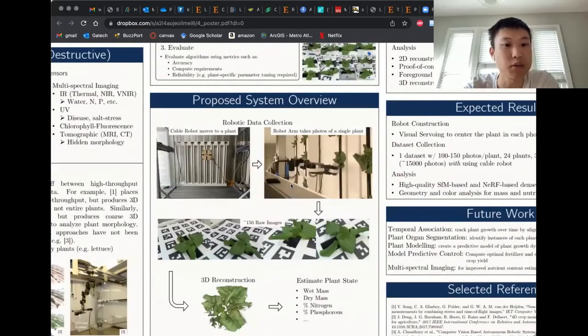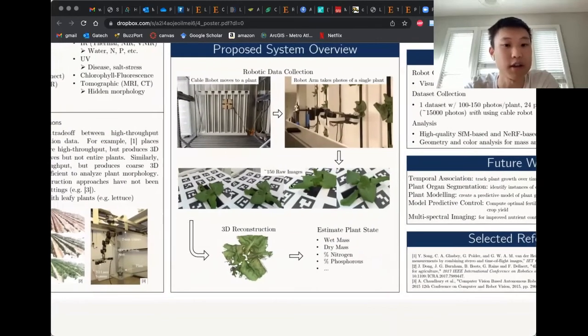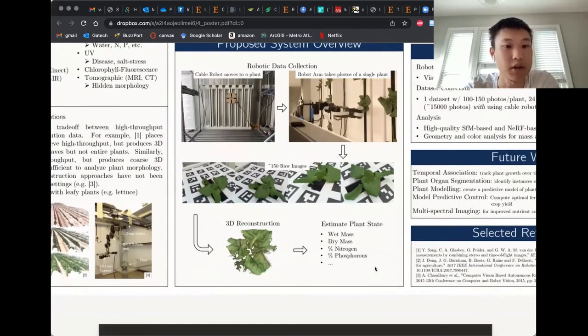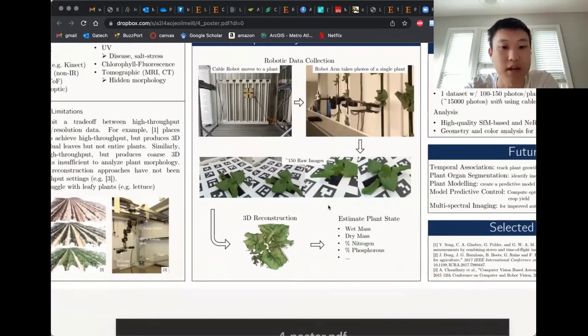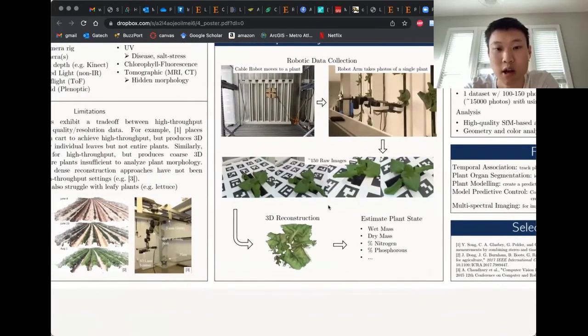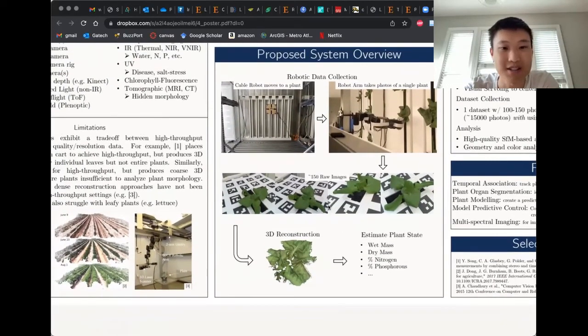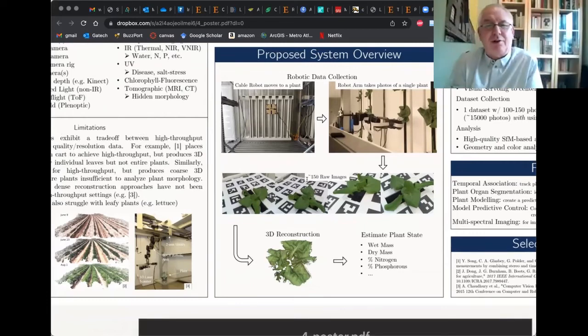And the idea is that we'll have a little robot arm on the end effector of this cable-based robot. That way we can reach a lot of plants and also be able to reach around and take lots of photos of each of these plants. This is still a work in progress, but this is one of the approaches that we're thinking about, at least. Have you seen the stuff they're trying to do in Wageningen?